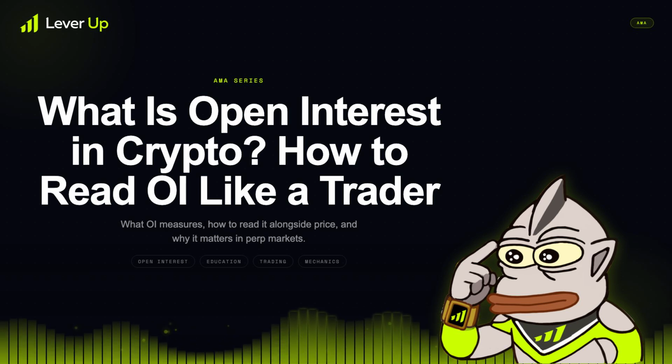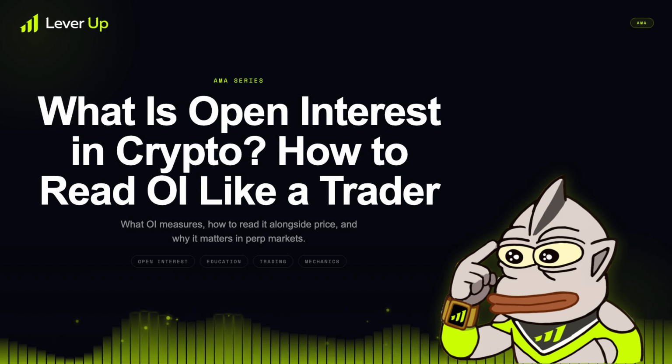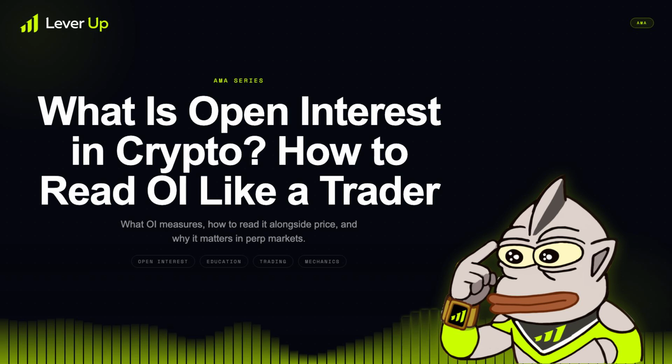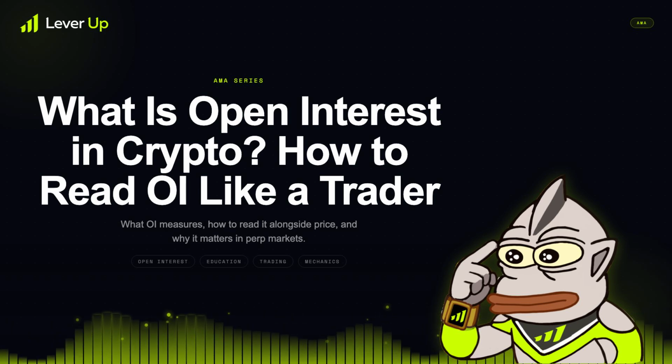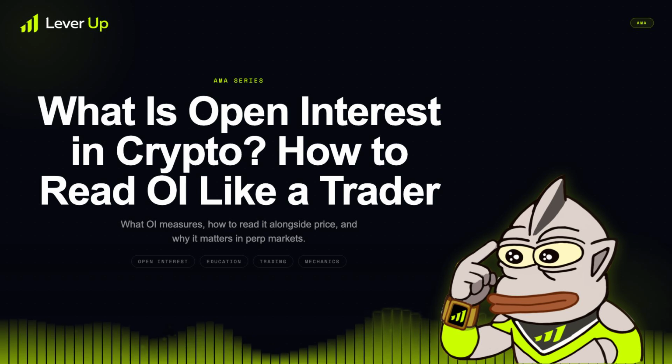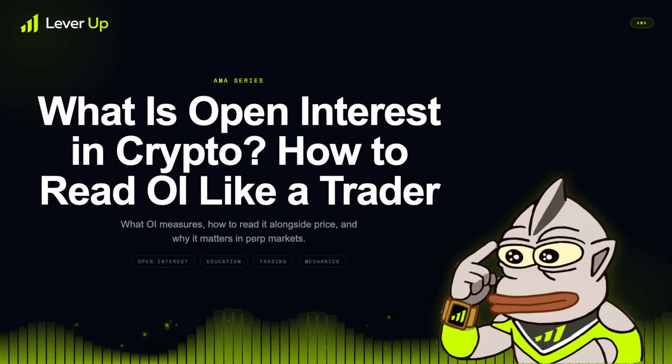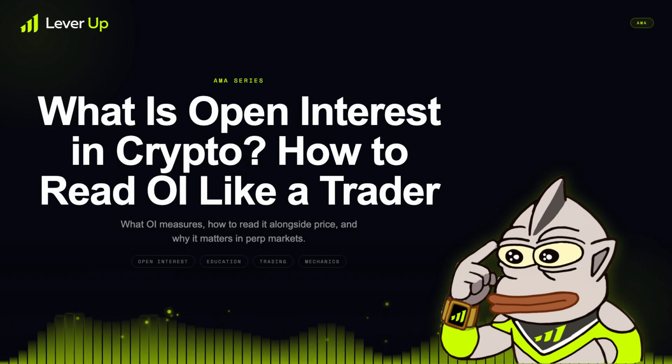Section 6: how LeverUp handles OI, the cubic funding model. Let's bring this back to LeverUp specifically. You have a different approach to managing open interest and the funding rates that come from it. Walk me through what you've built.